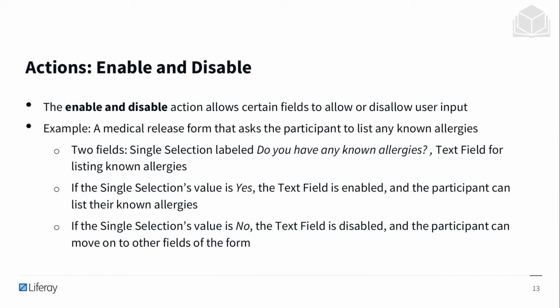If the single selection checkbox for "Do you have known allergies?" is unmarked, otherwise known as value no, the text field will be disabled and the participant will not be able to enter any values into the text field and will know to move on in their form.